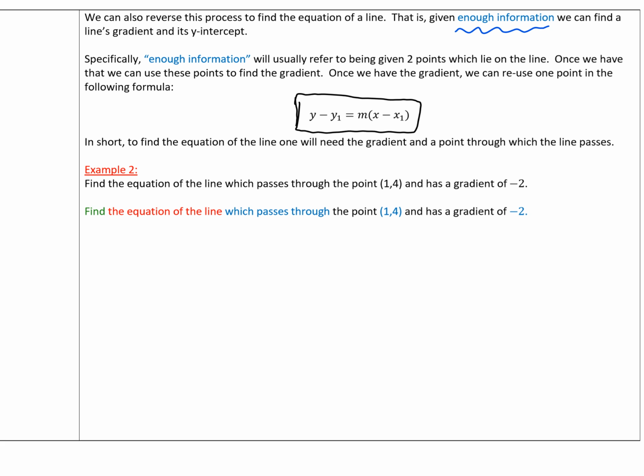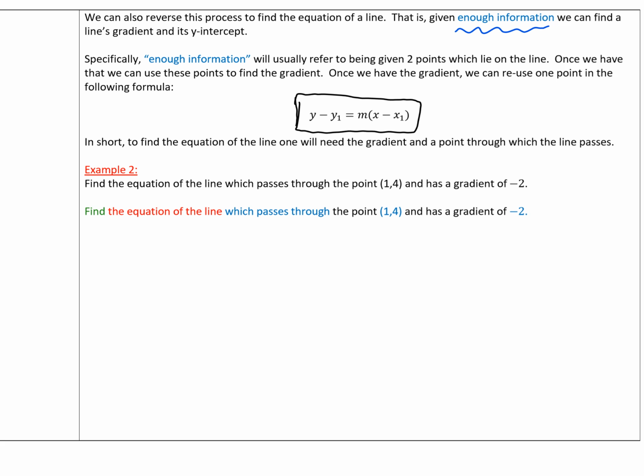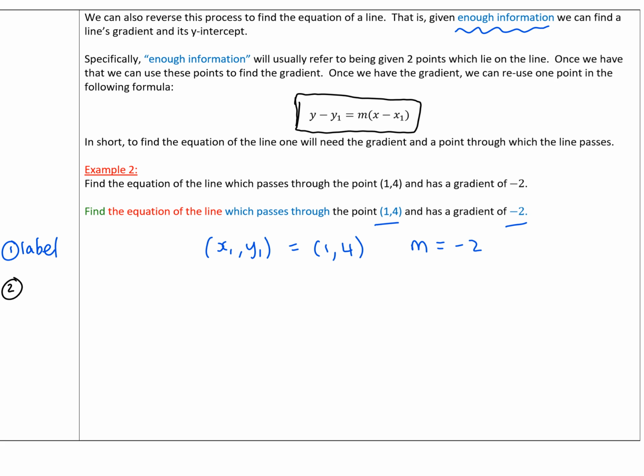The question here says find the equation of a line which passes through the point (1, 4) and has a gradient of -2. This is really straightforward because we've got our two key pieces of information. It passes through that point and has a gradient of -2. So for our procedure, we can start quite simply and say let's label what we have. Well, x1 and y1 are equal to 1 and 4 respectively. My gradient is -2. The next step would be to write the formula.